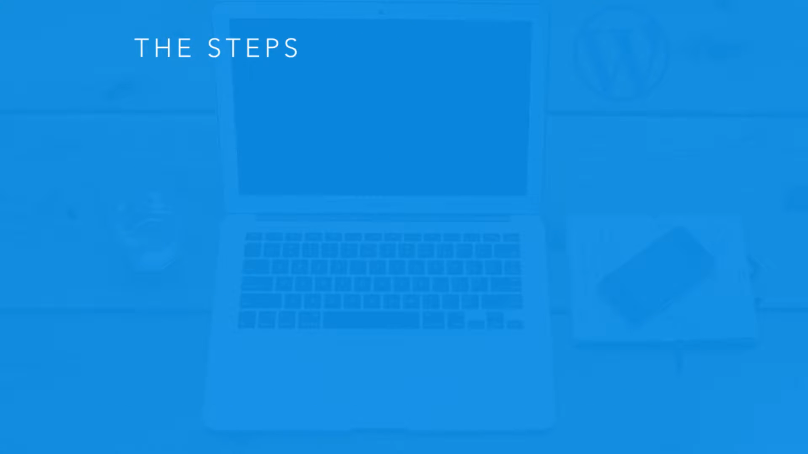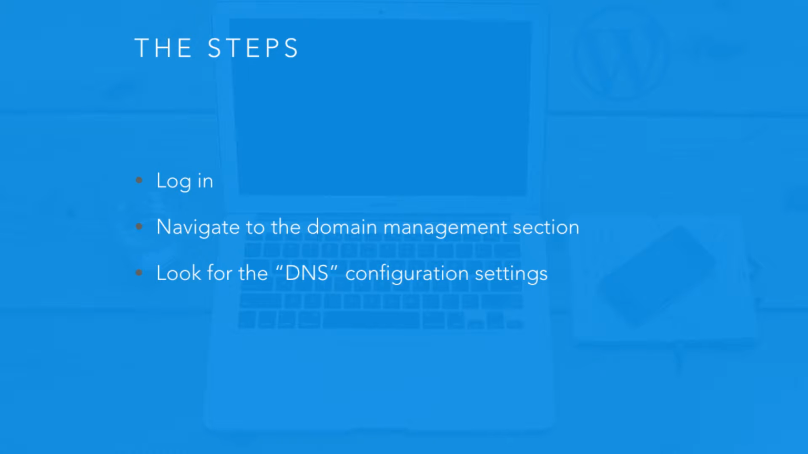So what are the steps? Well, for almost every single domain registrar out there, these are the steps that you're going to have to take in order to change your DNS settings and to modify them. First off, you have to log in, then navigate to the domain management section. After that, you want to look for the DNS configuration settings. This is where you actually configure the DNS or point the domain name. Then you're going to edit the records. And I'm going to show you some specific examples here in just a second.